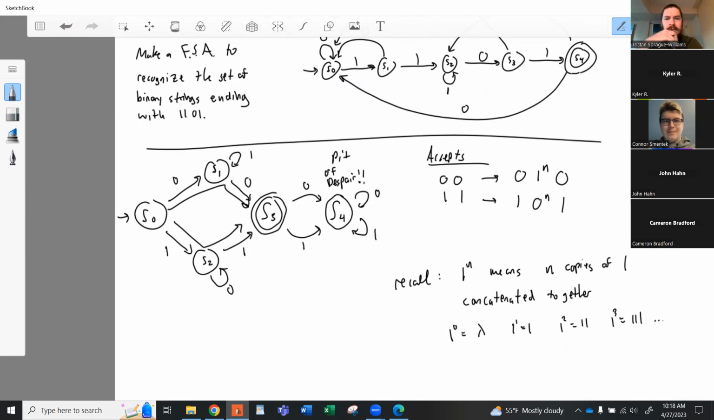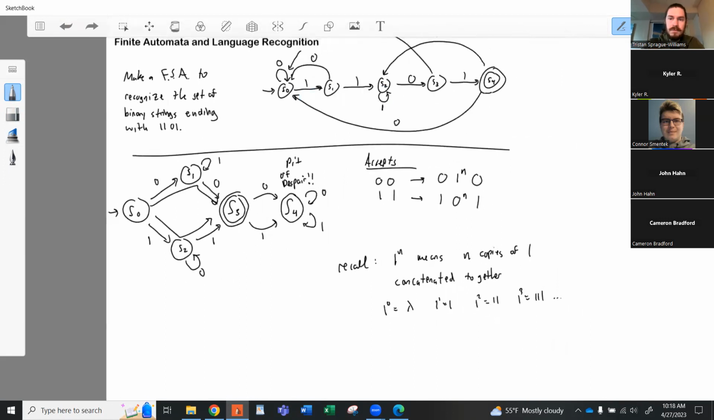Right here, right? From which we can never return, right? And it'll be rejecting forever because we just loop on zeros and ones at that point. So is that it? Is this it? Does that describe all of the accepted strings?